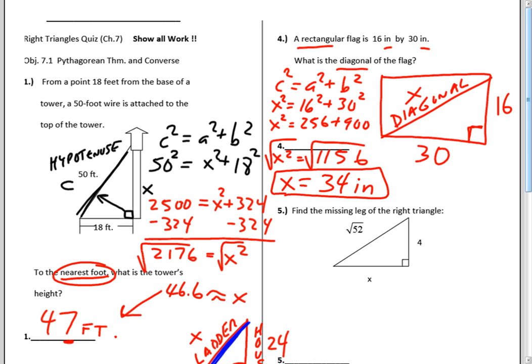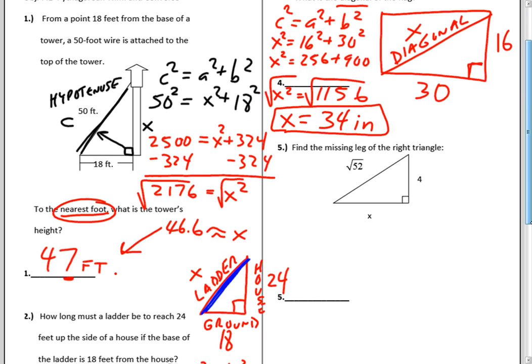Most people did okay up until that point, and then number 5, we had some difficulty with this. Most people put it in the right spot. What is the radical 52? What's that? It's the hypotenuse, so it goes here. Some people turn that into a decimal. You don't want to do that. It's easier when it's a radical.